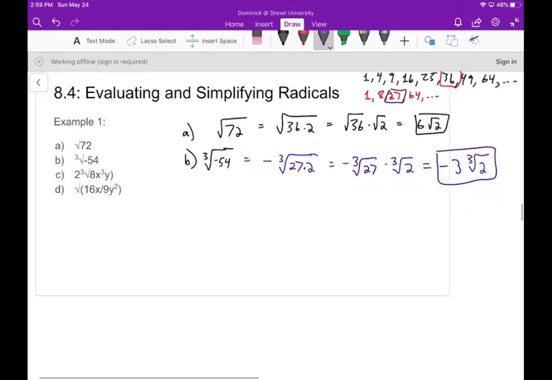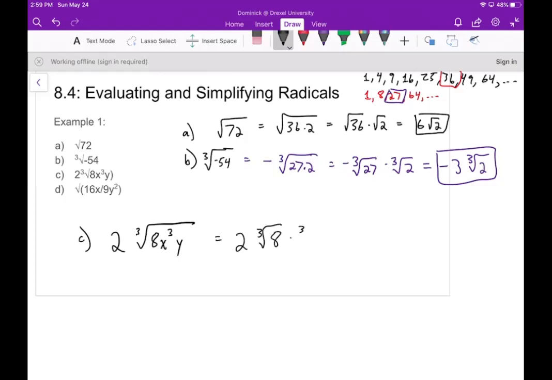Okay, in part C, we have 2 times the cube root of 8x to the third y. So now here we have multiple things inside of our cube root, right? What I first want to do is separate each of these. We're going to say this is the cube root of 8, using the multiplication rule, times the cube root of x to the third times the cube root of y.